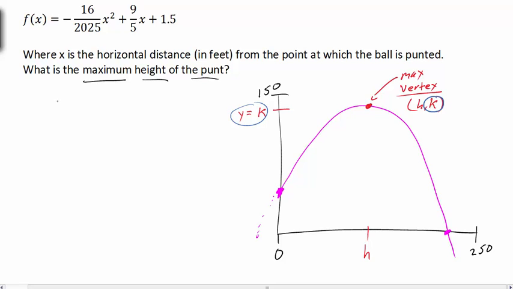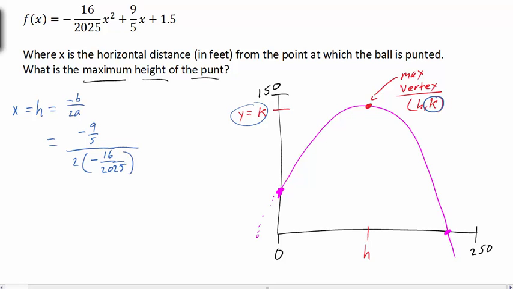Well, we could simply find our h value, and in this case, remember, this is the x, and we said that is equal to negative b over 2a. Well, negative b over 2a for us is going to be a negative 9/5 divided by 2 times a, which is a negative 16 divided by 625.